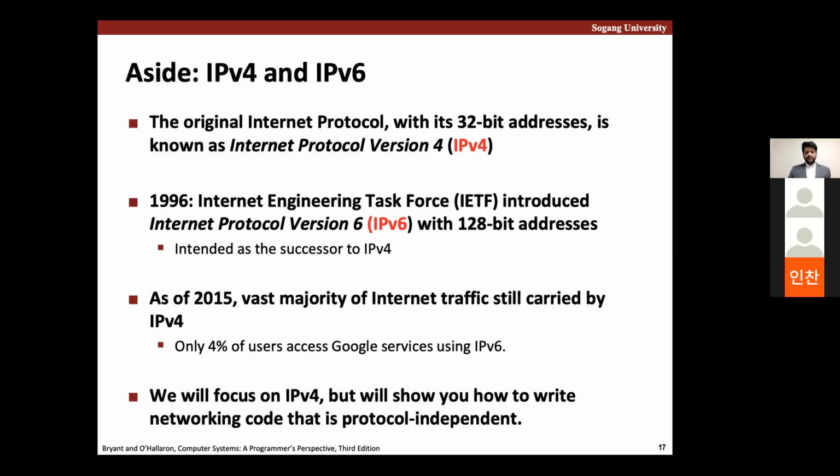In 1996, the Internet Engineering Task Force (IETF) introduced Internet Protocol version 6, IPv6, so that they could have much more space for IP addresses. It used 128-bit addresses, and it was intended as a successor to IPv4. But unfortunately, it wasn't very successful. By the end of 2015, the vast majority of internet traffic was still carried by IPv4.